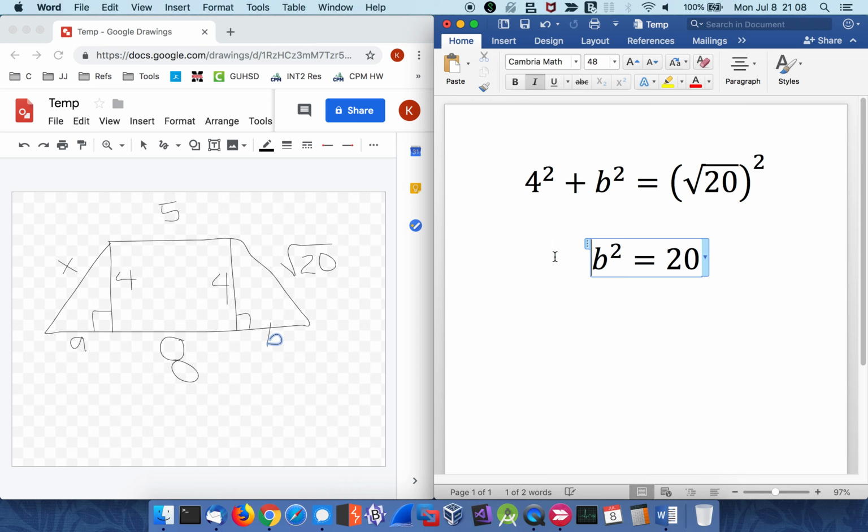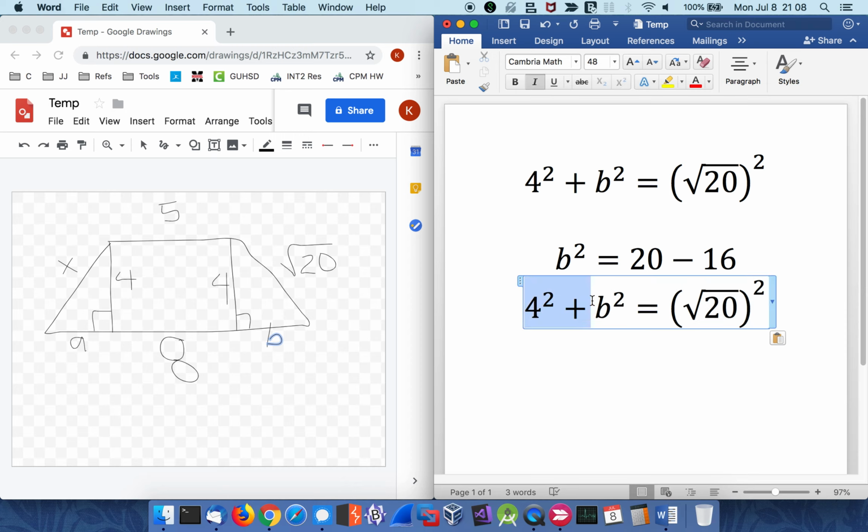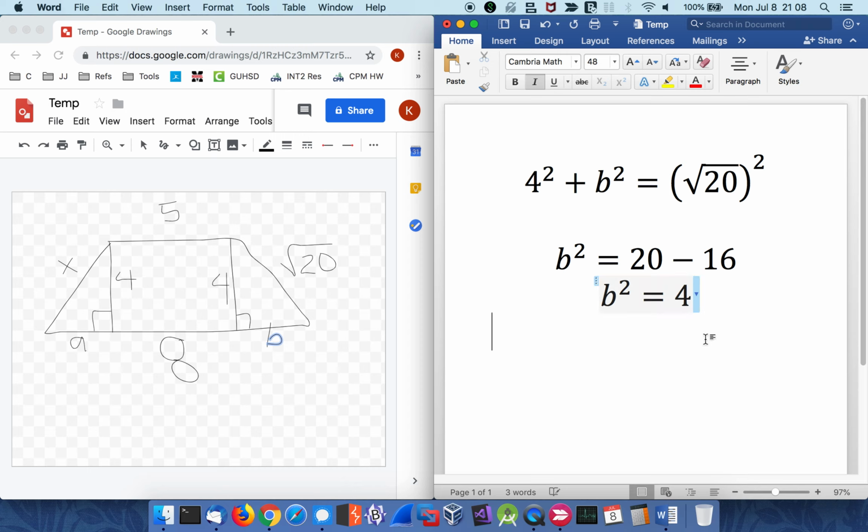Then we're going to subtract 16 from both sides. Subtract 16 from this side gives B squared. Subtract 16 from this side gives, let's see if I can paste it down here. Gives B squared. Why did it do that? Stop it. B squared equals 4.